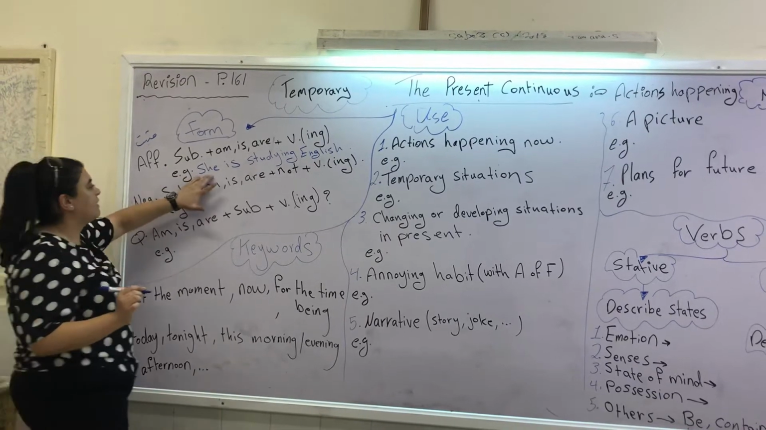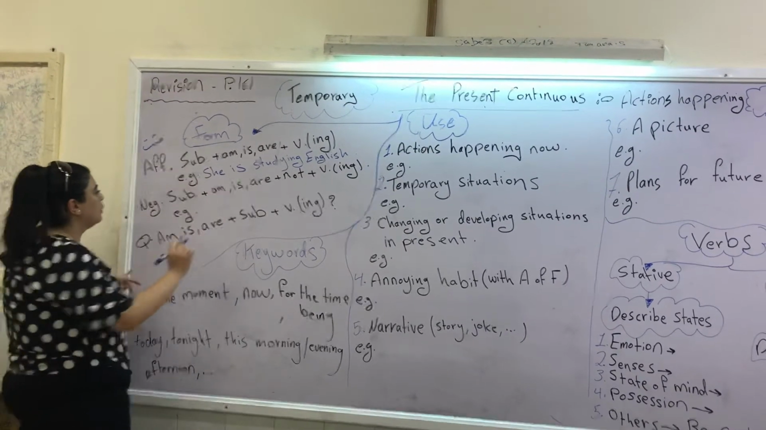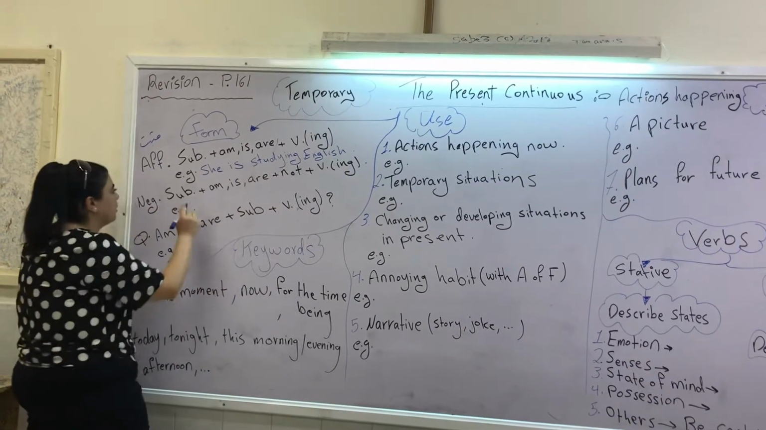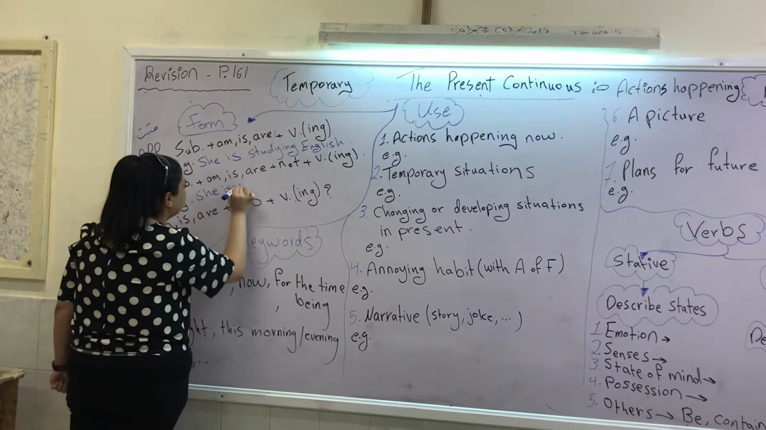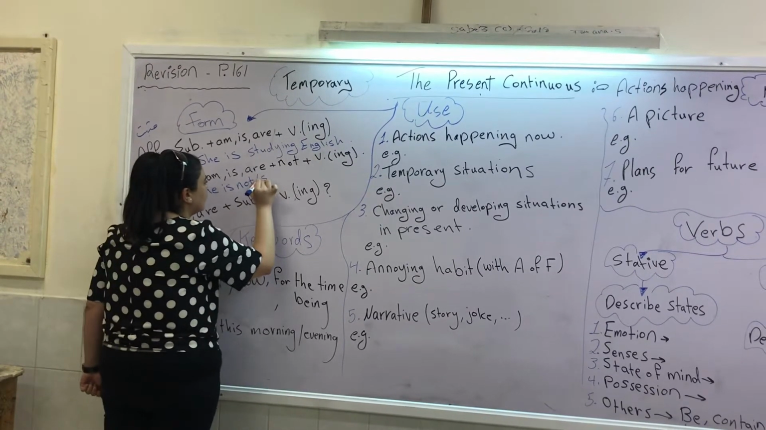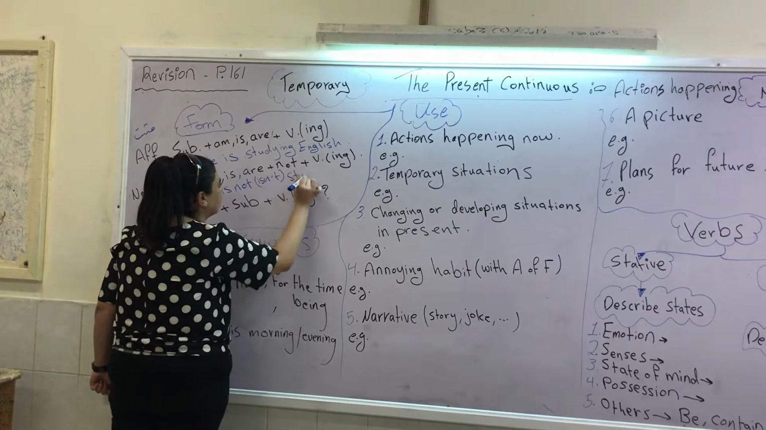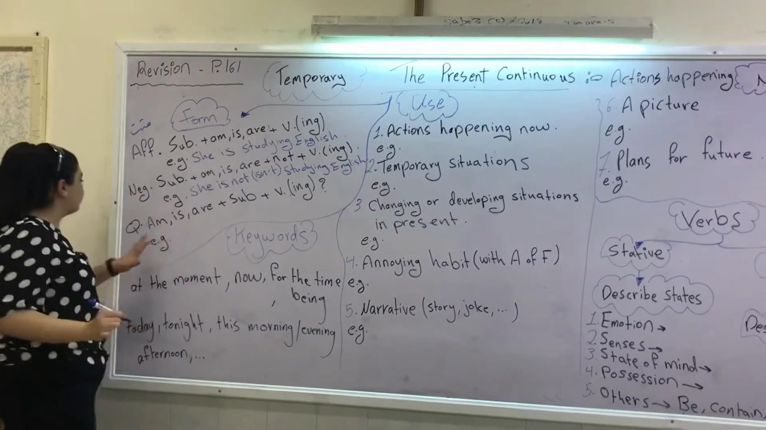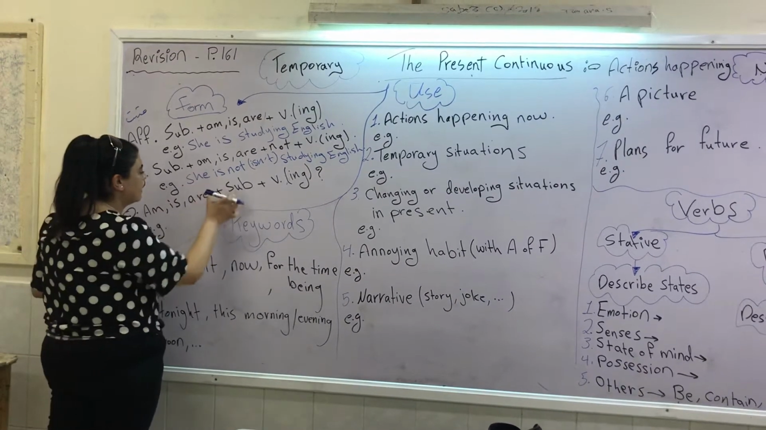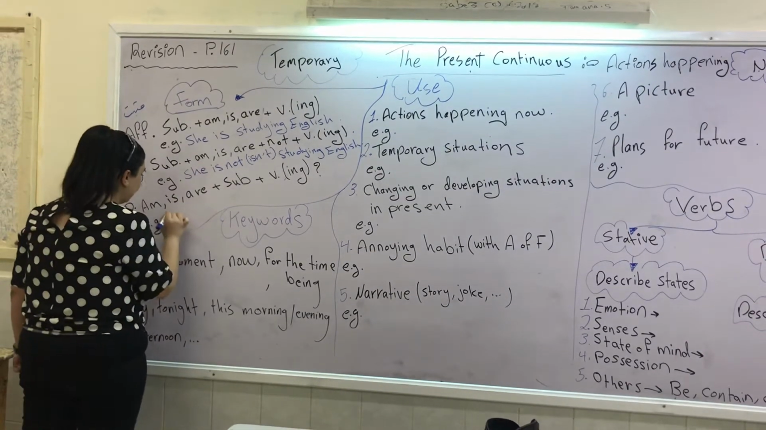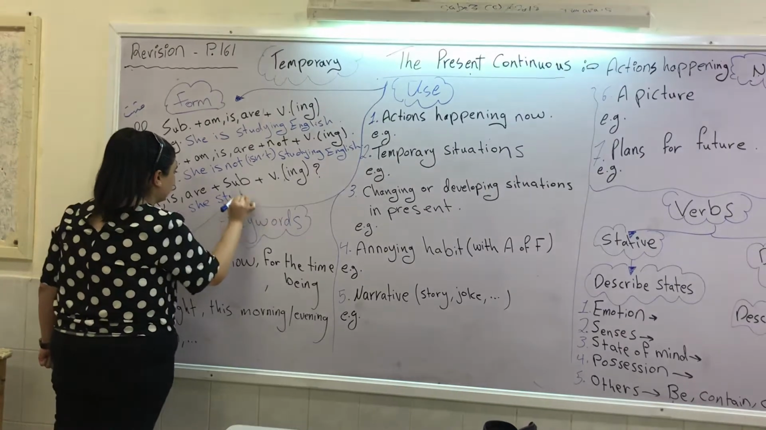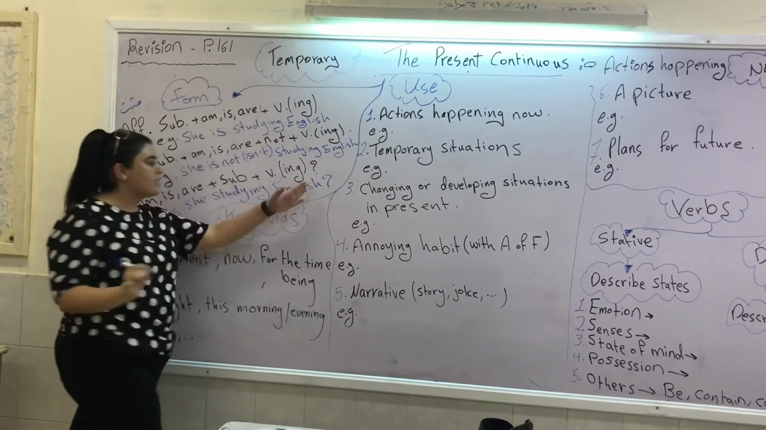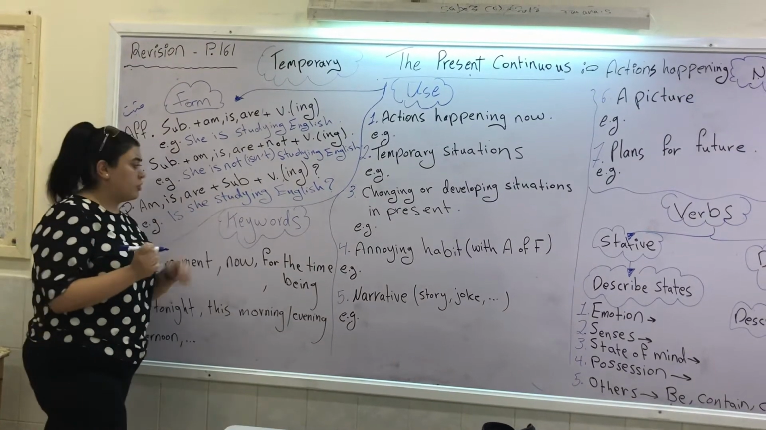Now, if I want to negate, to put it in the negative form, I have to use this form. Subject plus am or is or are plus not plus the verb ing. So it will become she is not, or the short form of it isn't, studying English. And now I come to the question form. I have to flip the subject with the verb to be, so it will become is she studying English, and I place the question mark, and the answer will be yes she is or no she is not.